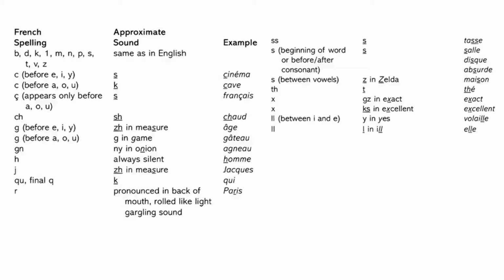Then double L in the normal position, with any other vowels, the sound is the same. L. So it is L. E double L, the sound is L.